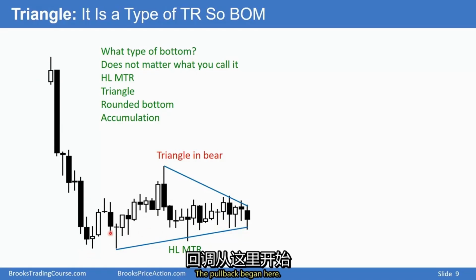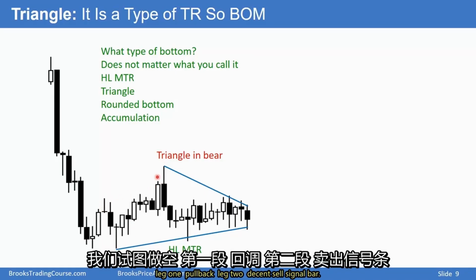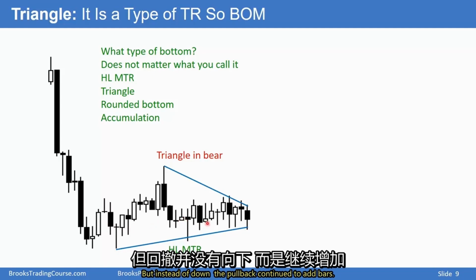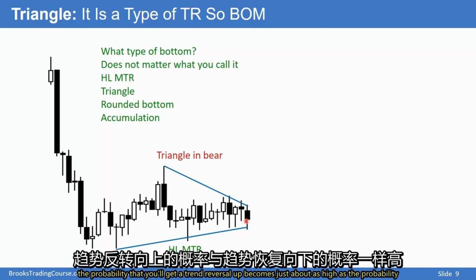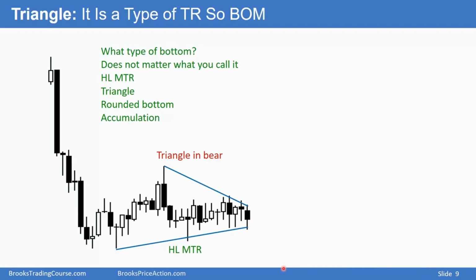Bear trend. The pullback began here. It grew here. We tried to get a low two short, leg one, pullback, leg two, decent sell signal bar. But instead of down, the pullback continued to add bars. And after about 20 bars, the probability that you'll get a trend reversal up becomes just about as high as the probability that you'll get trend resumption down.